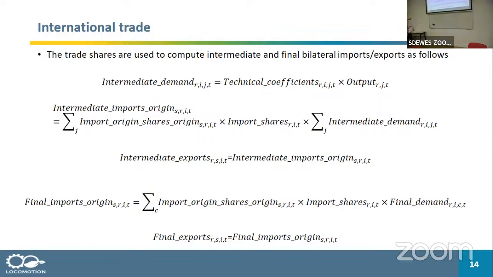And these imports basically are the exports of others. And these exports enter in the final demand of others. Remember that in the final demand we had the domestic final demand, intermediate exports, and final exports. These are the intermediate exports of the final demand of the other. And for final imports we do the same. We multiply the final demand, import shares, and import by origin. And we have different elasticities depending on whether we are talking about final products or intermediate products.